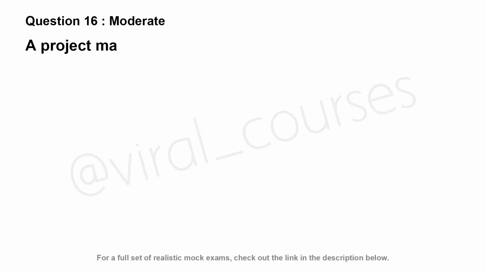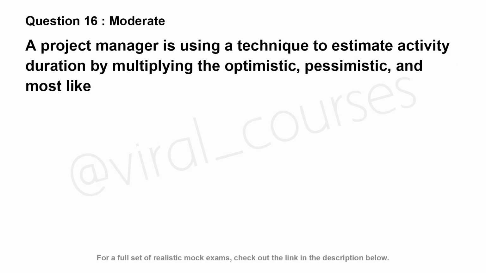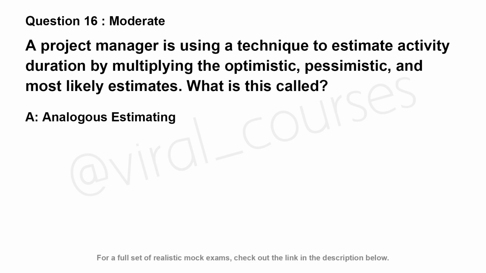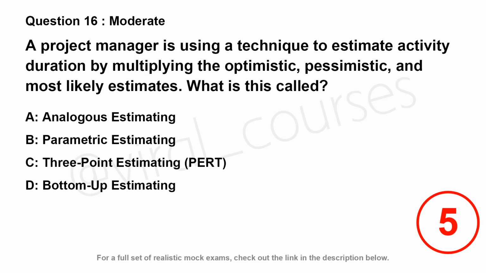A project manager is using a technique to estimate activity duration by multiplying the optimistic, pessimistic, and most likely estimates. What is this called? Option A, analogous estimating. Option B, parametric estimating. Option C, three-point estimating, PERT. Option D, bottom-up estimating.